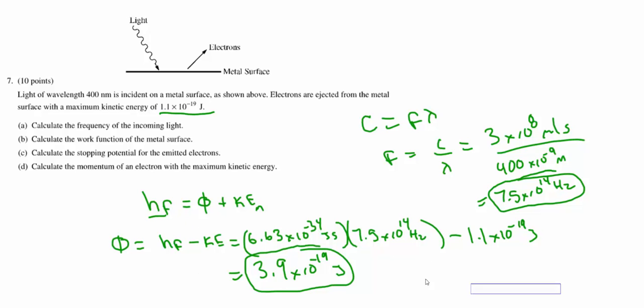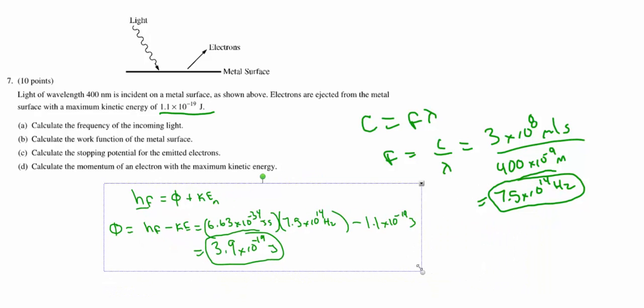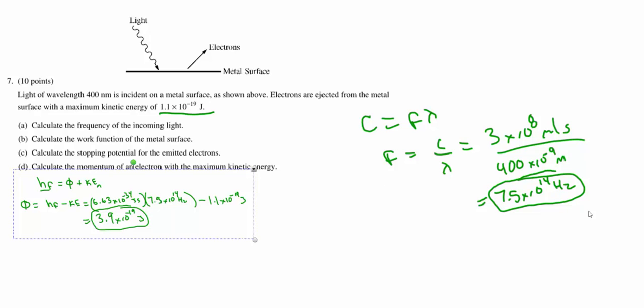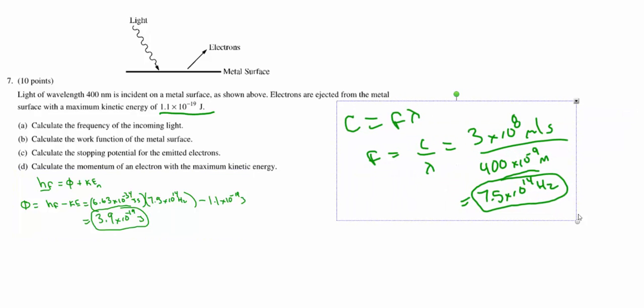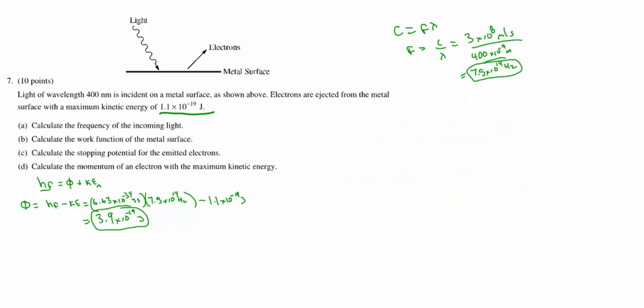Let me clean this up real quick. Get it out of the way. C wants us to determine the stopping potential for the emitted electrons. That basically means if we were to put this in an electric field, how much voltage or potential difference between where the electron is and where it wants to go needs to be there to stop the electrons? Or how much work does the electric field need to put in to stop those electrons?